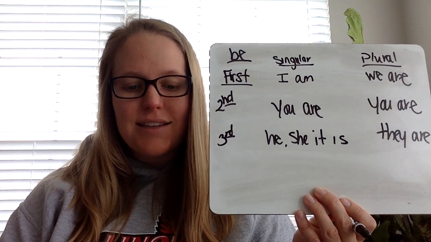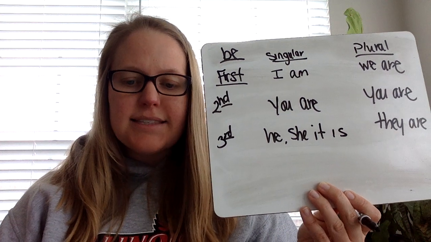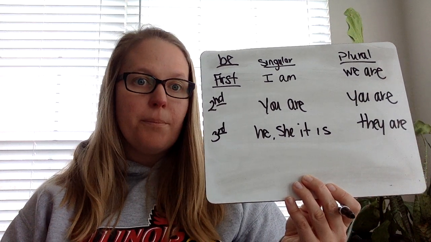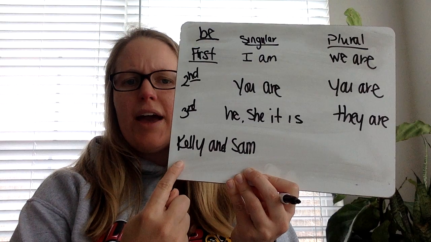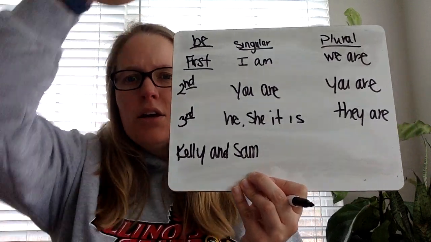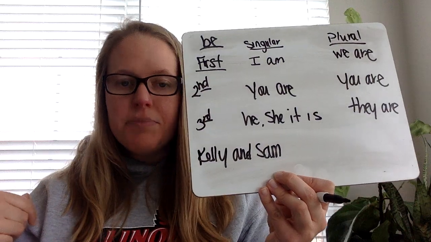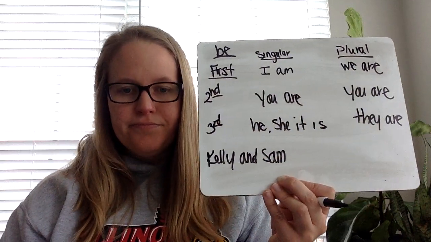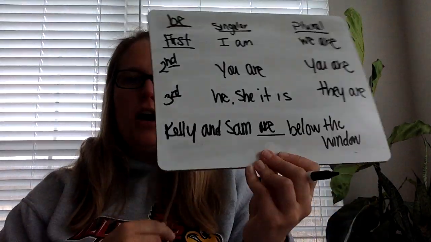So there might be a sentence that says something like, Kelly and Sam blank below the window. Well, I'm talking about Kelly and Sam. Is that singular or plural? Do I only have one person here or do I have more than one? Good, I have more than one, so it is plural. So I'm going to be looking at a verb here. And what are they doing? They are below the window.